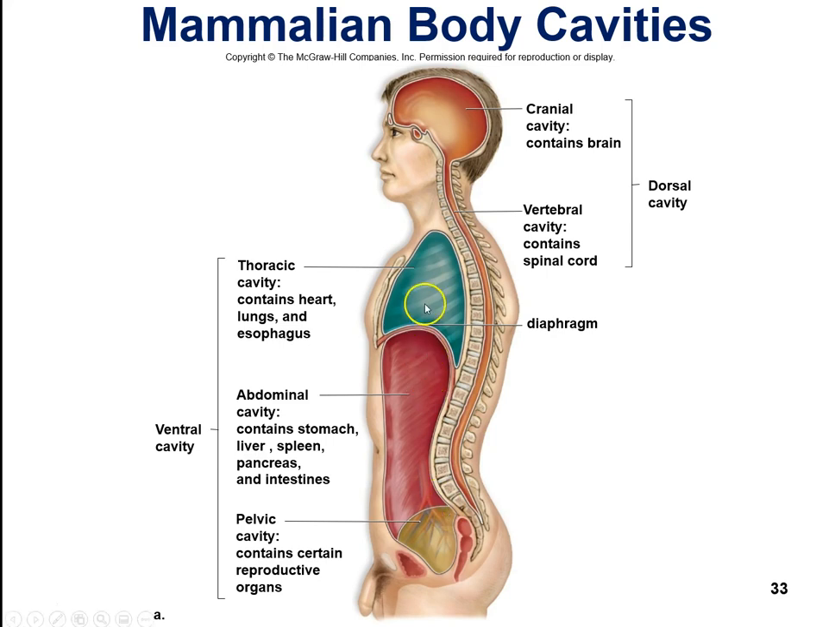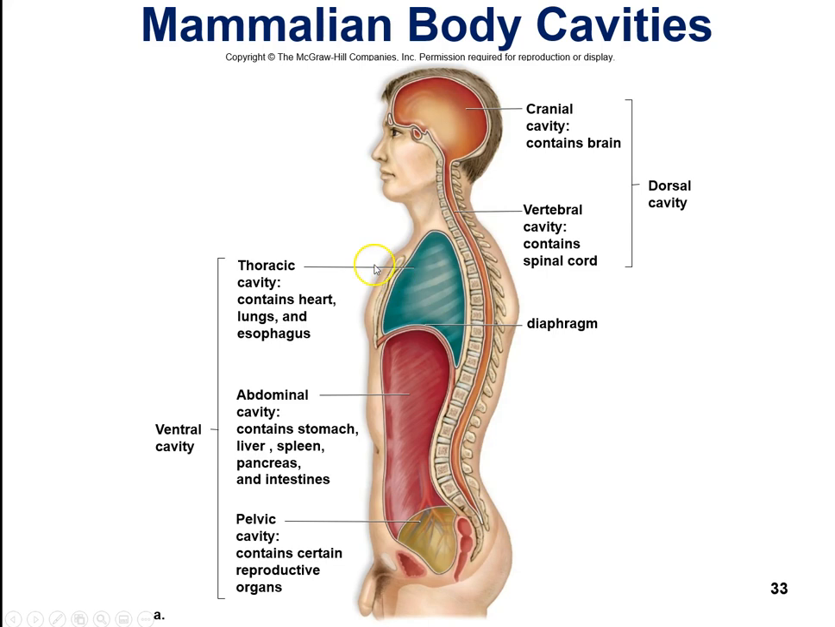So cranial, right? Cranial cavity contains the brain. You should know also what's contained in each one of these cavities. Vertebral cavity contains the spinal cord. These two together are the dorsal cavity, right? Because it's towards the back. This is all ventral cavity, but then that ventral cavity is divided into these three separate cavities: thoracic, abdominal, and pelvic.